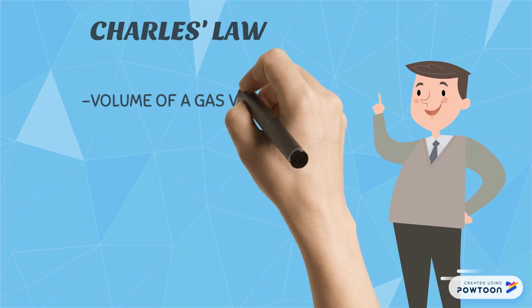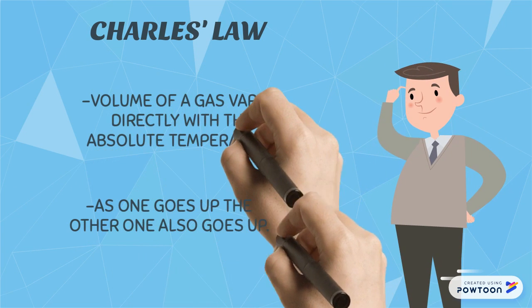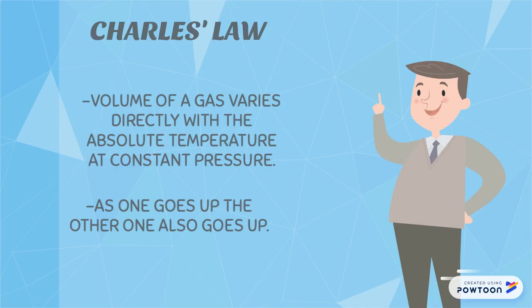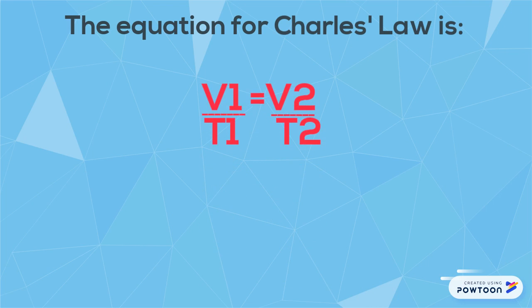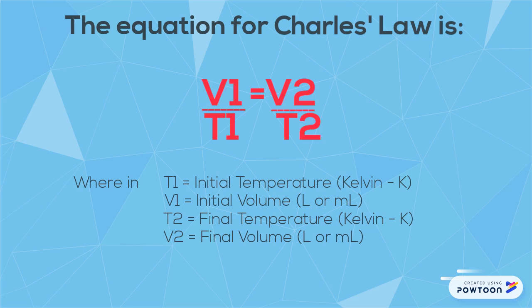What exactly is Charles' law? It states that the volume of a gas varies directly with the absolute temperature at constant pressure. As one goes up, the other also goes up. The equation for Charles' law is V1 over T1 equals V2 over T2, wherein T1 is the initial temperature, V1 is the initial volume, and T2 and V2 are the final temperature and final volume.